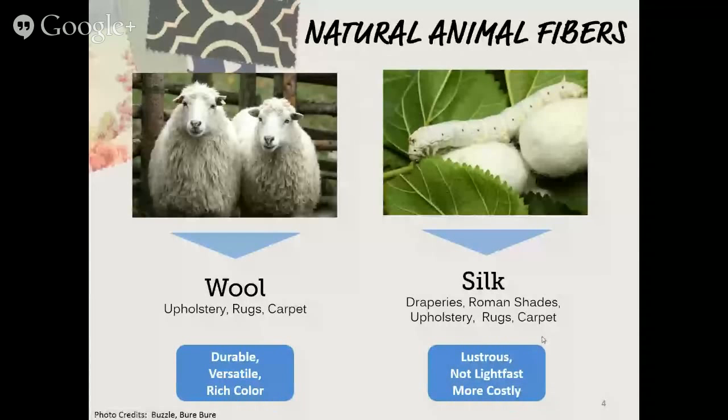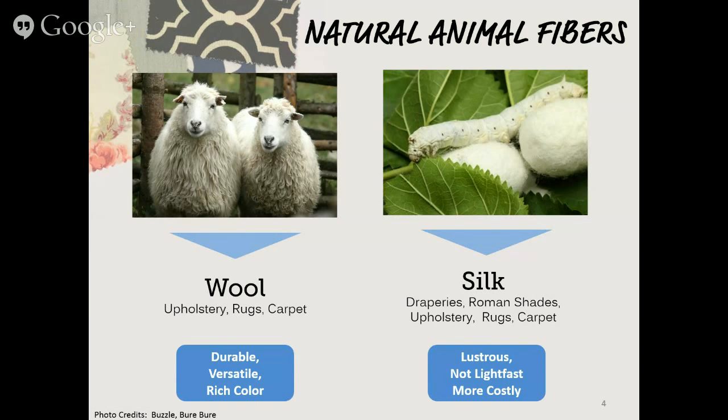Okay, next we're going to talk about a different kind of natural fiber, and that comes from animals. The most common that we know about is wool. It comes from sheared from a sheep or a similar animal. It's then spun into yarns and made into upholstery, rugs, carpet, and all sorts of different products.